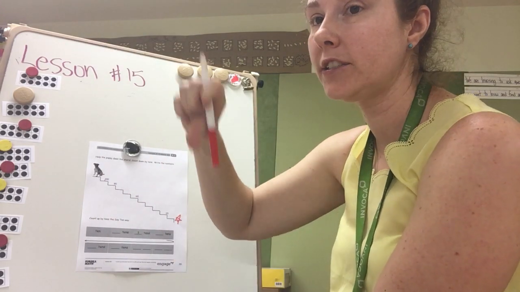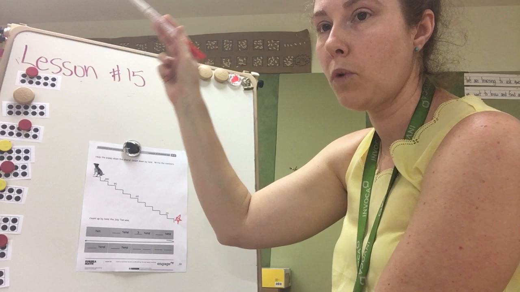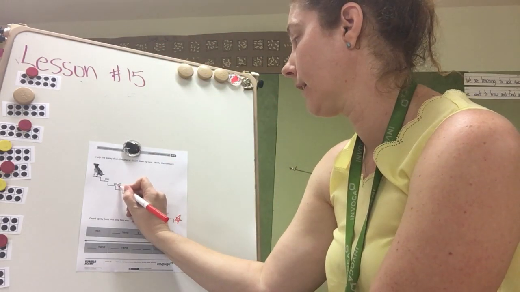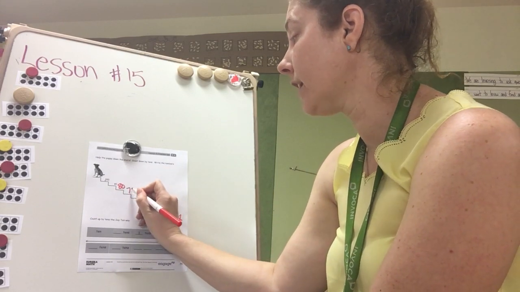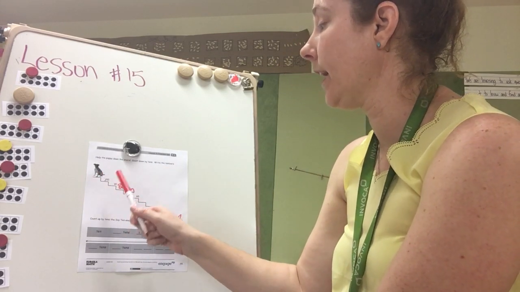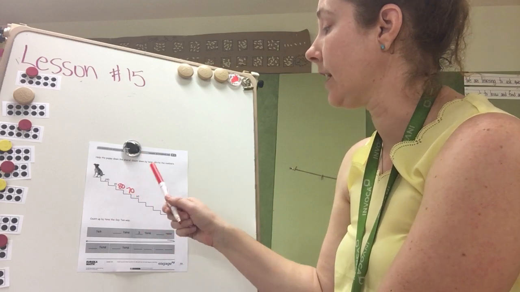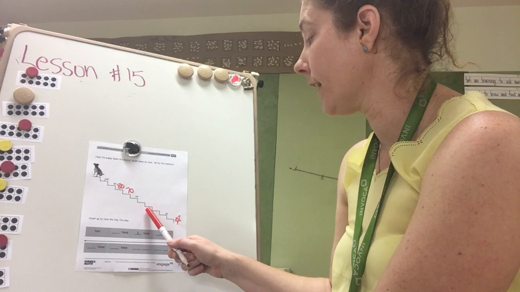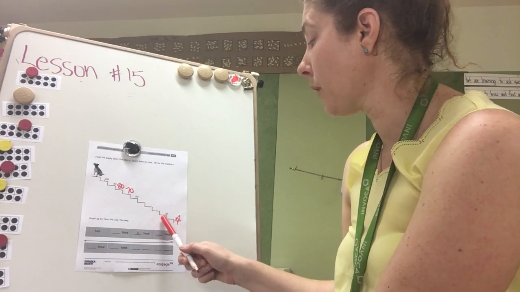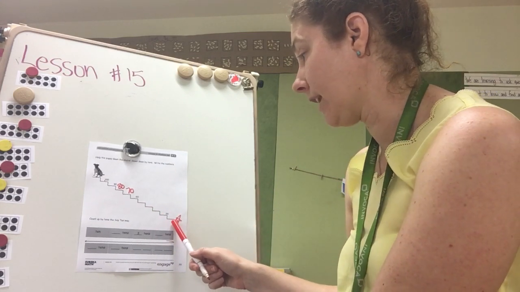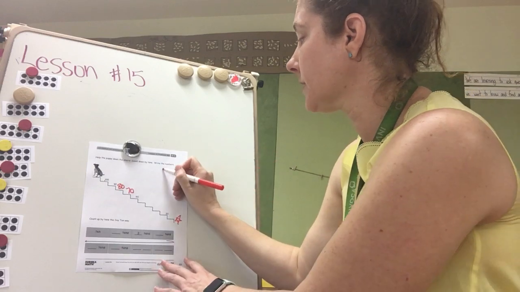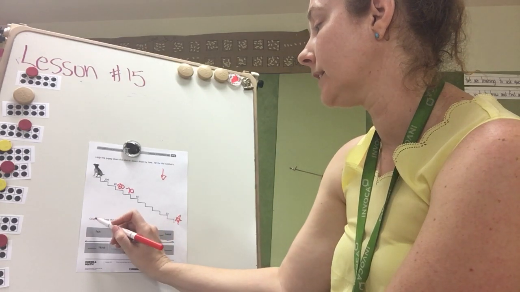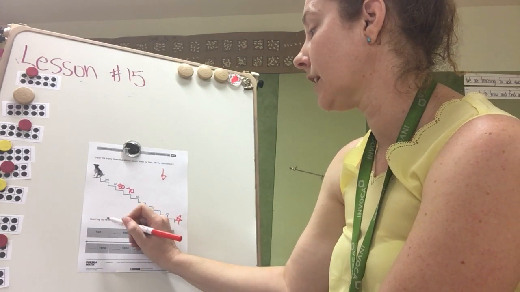So 100, 90, remember we're counting down, less, 80, 70, 60, keep going, 50, 40, 30, 20, 10. Awesome. This one was counting down, so we got the puppy down the stairs. Now down here it says count by tens, this one counts up.